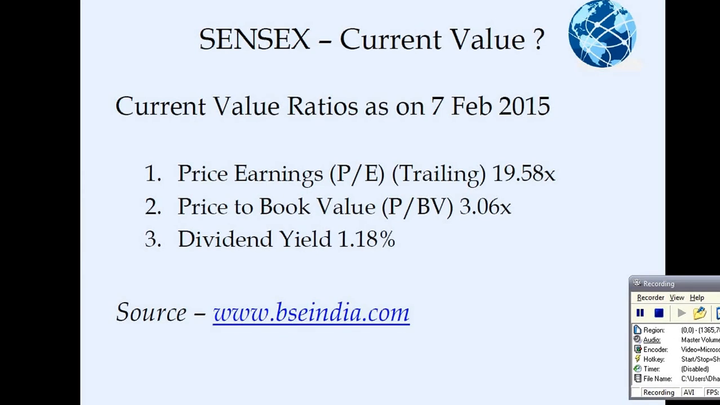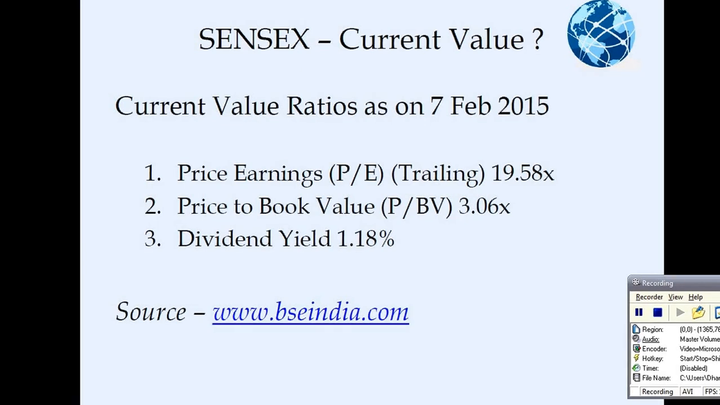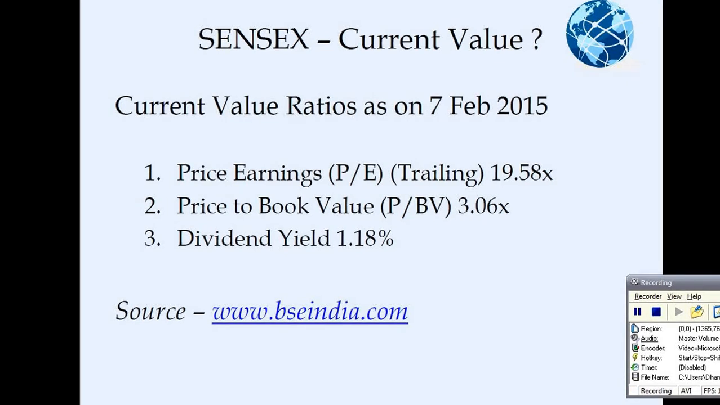At the current market price, Sensex is trading at somewhere around 19.58 times the earnings. So if, for example, the underlying 30 companies of Sensex earn 1 rupee, Sensex is trading at somewhere around 19.58 rupees. That is the current market rate of Sensex. So the last trailing 12 months PE ratio is 19.58 times.